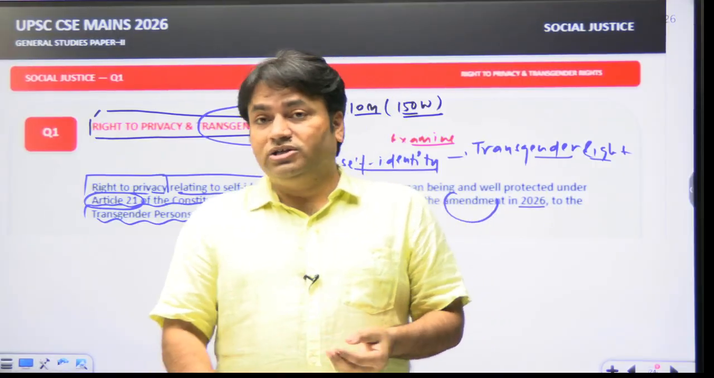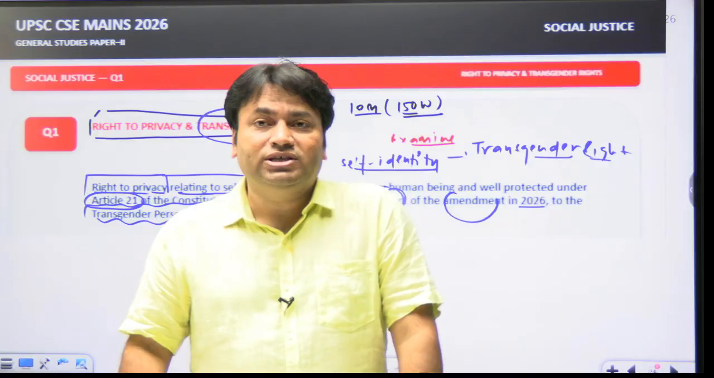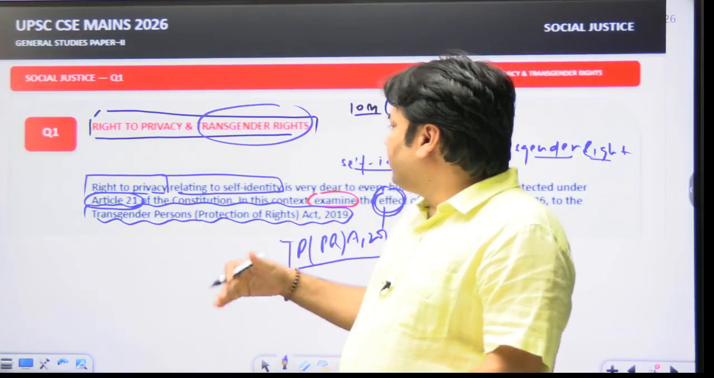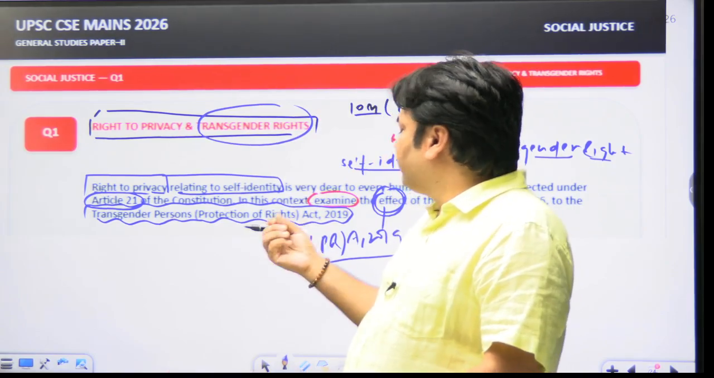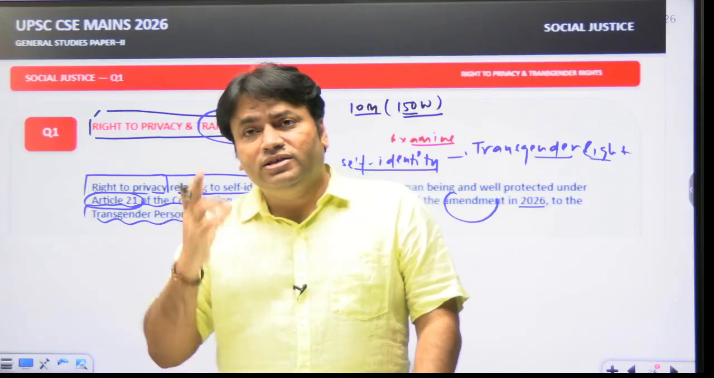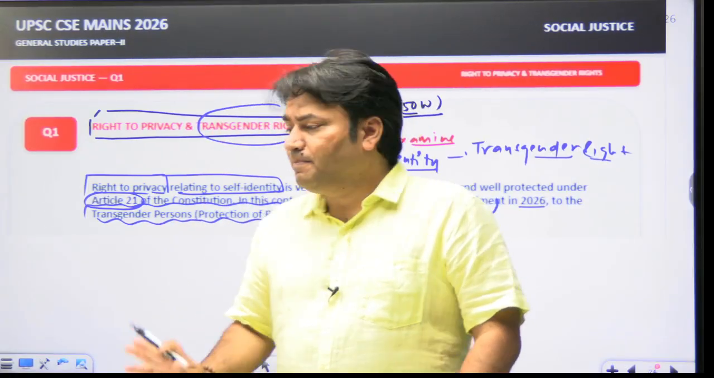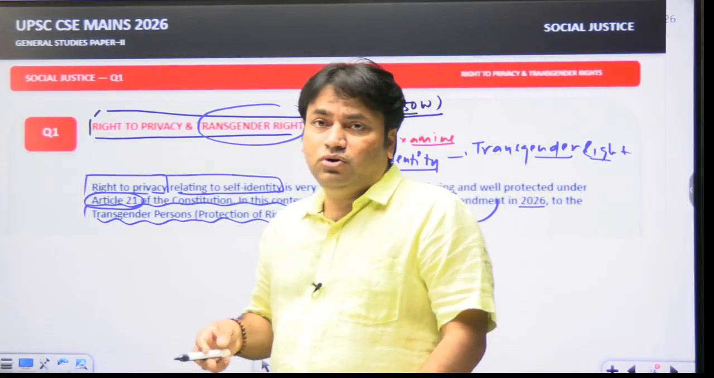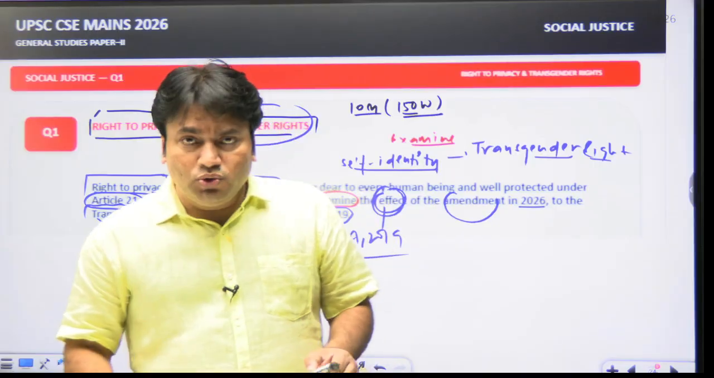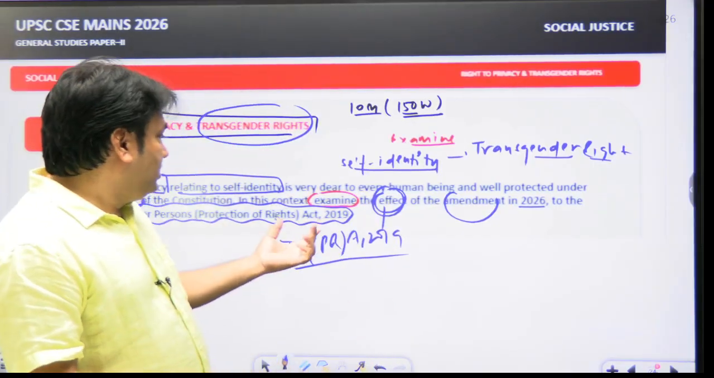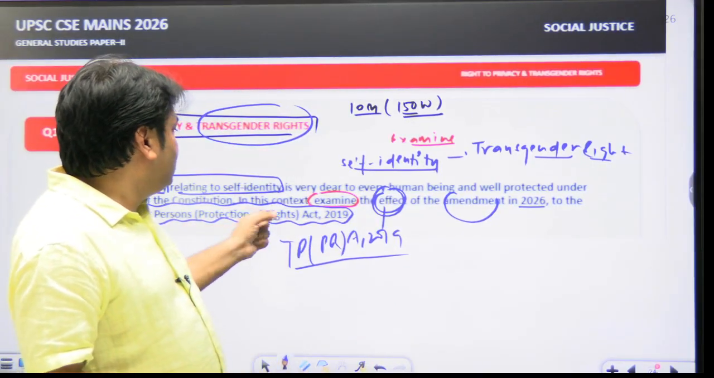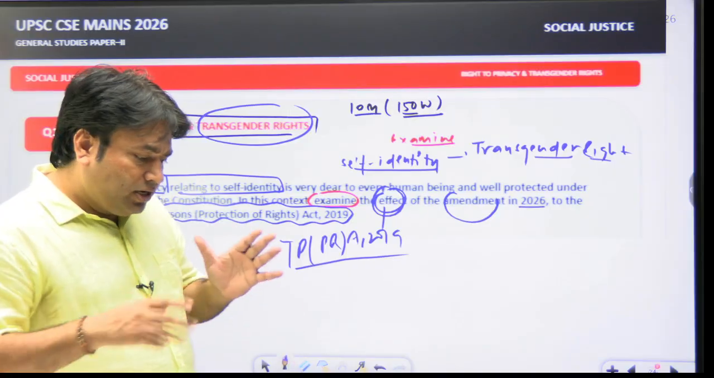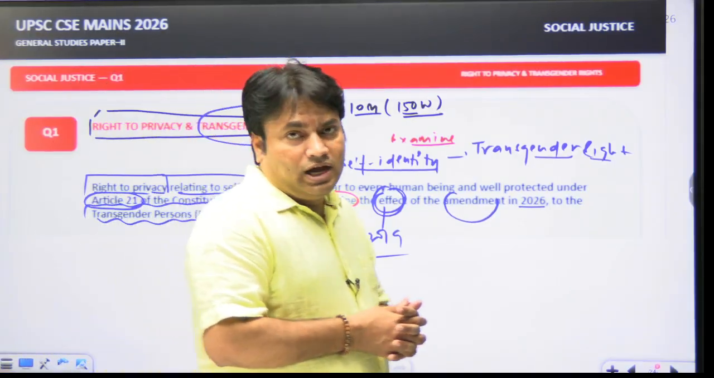And here the question is also indicating the 2026 amendment. We should be familiar with the Transgender Persons Protection of Rights Act 2019, but the question is asking what is the effect of the amendment in 2026. So there is no need to write your complete answer. It means that you don't need to write about the Transgender Persons Protection of Rights Act 2019. No, here we see that the nature of questions is evolving.